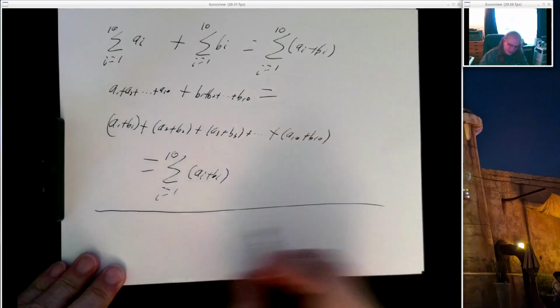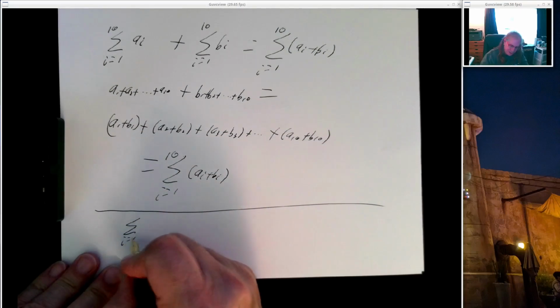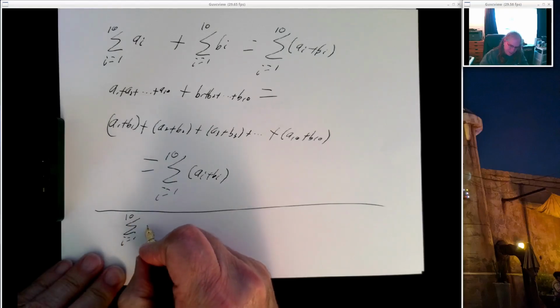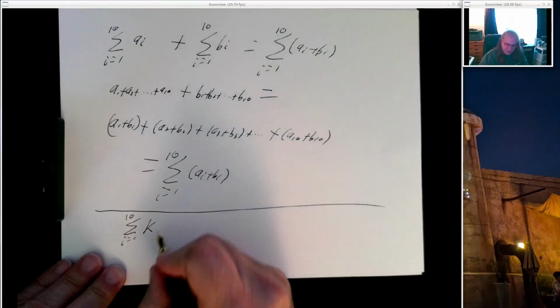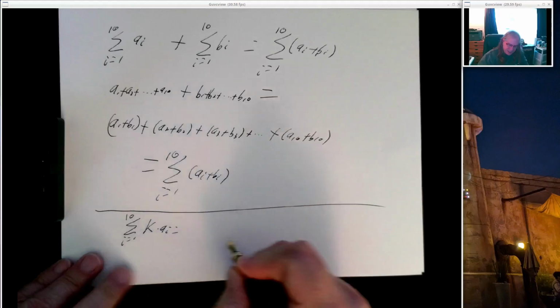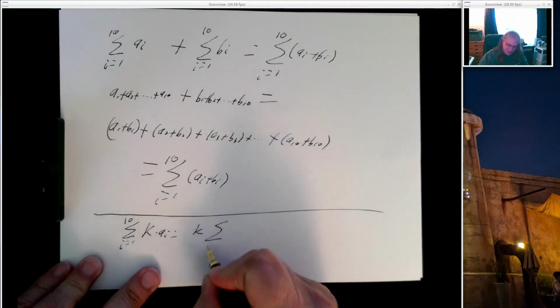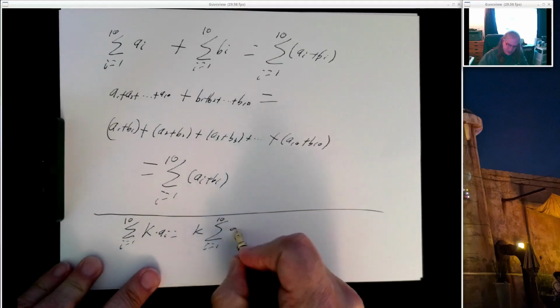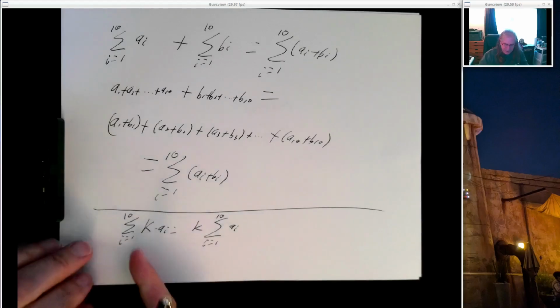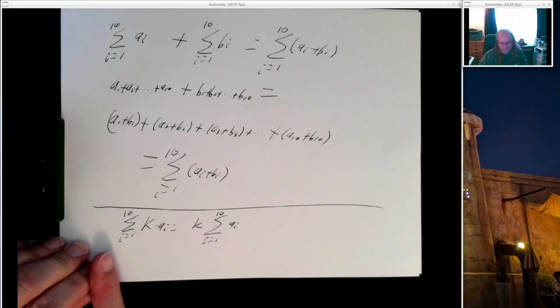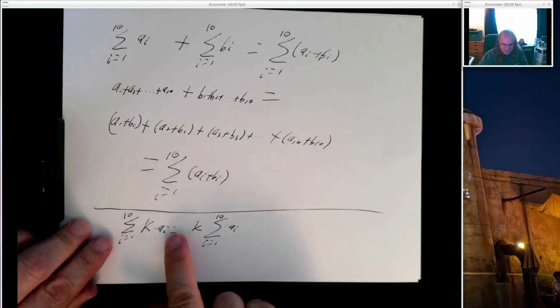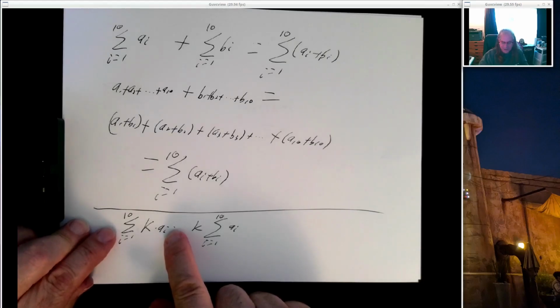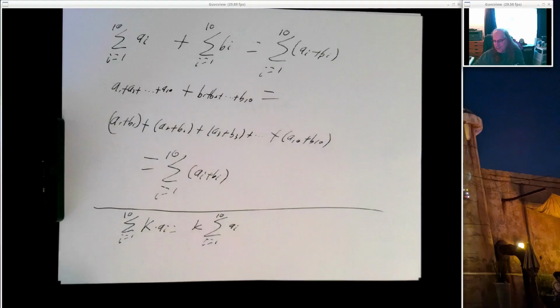And similarly, the sum from i equals 1 to 10 of some fixed number k times a_i is also k times the sum from i equals 1 to 10 of a_i. In other words, we can pull this constant out. And we could demonstrate that by just taking this, writing out each of the terms, and then factoring out the k, and taking what's left and writing it like that.